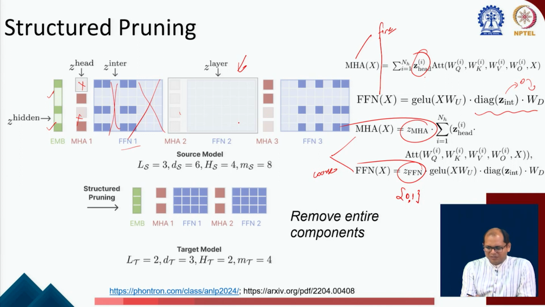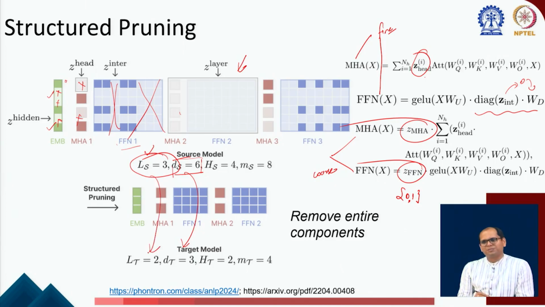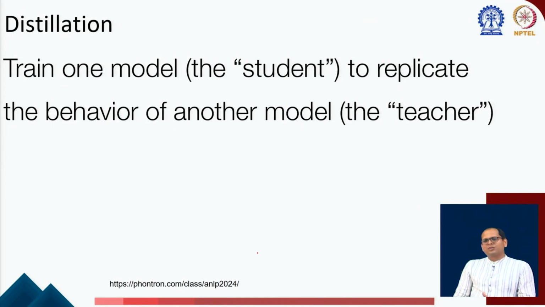So initially you started with 6 as the input dimension, ds was 6, and now you pruned 3. So you get ds 3. You had 3 feed forward layers here, and now you have only 2, and similarly you had 4 heads, and now you have only 2, and same with this hidden dimension, you have 8 here and you go to 4. So you can do structured pruning. So that's the idea. Now after pruning, next we can talk about distillation.